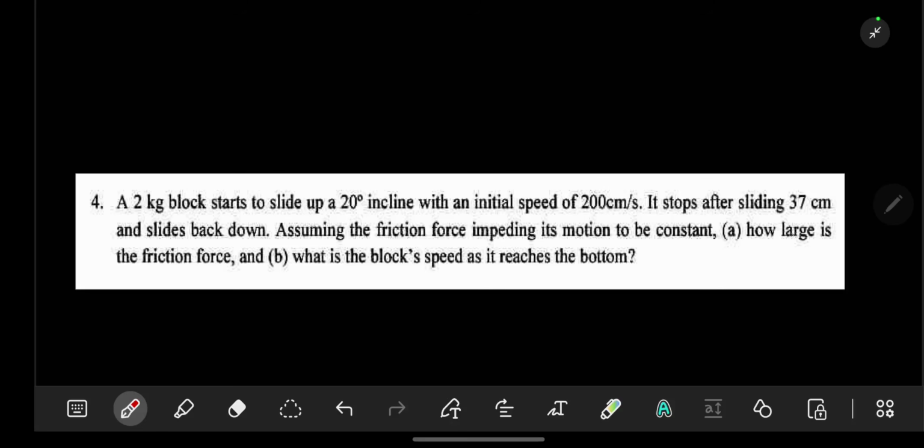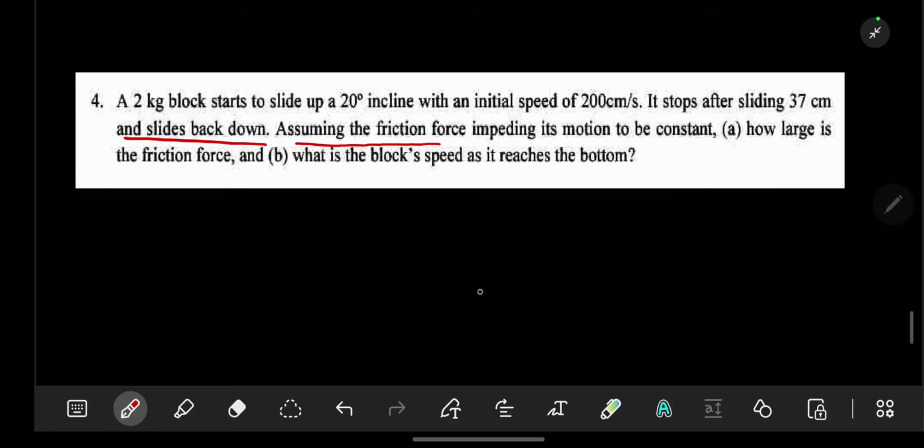So let's look at our last question. A 2 kg block starts to slide up a 20 degrees incline with an initial speed. It stops after sliding 37 and slides back down, assuming that the frictional force impeding its motion is constant. How large is the frictional force?